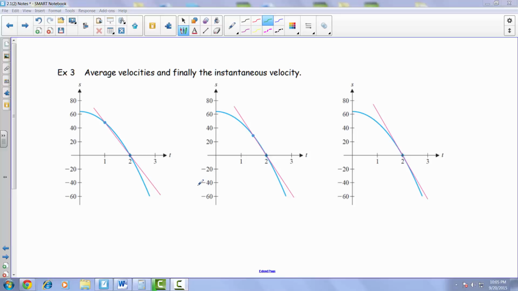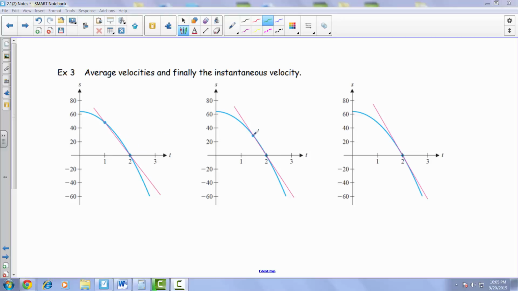Here we are at example 3 from our 2.1 number 2 set of notes. So just to recap, the average velocities eventually become the instantaneous velocity when you are at that specific target point. As you can see here, it looks like this target point is 2 that we're trying to approach.